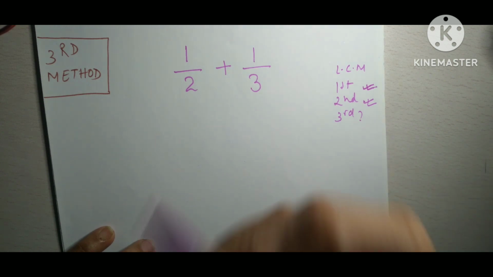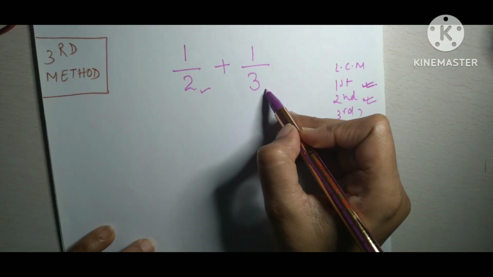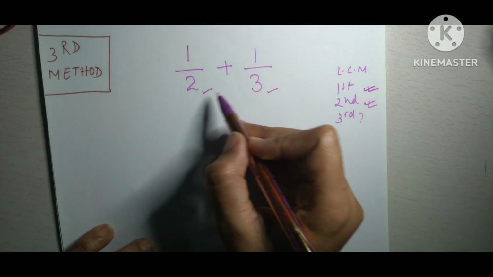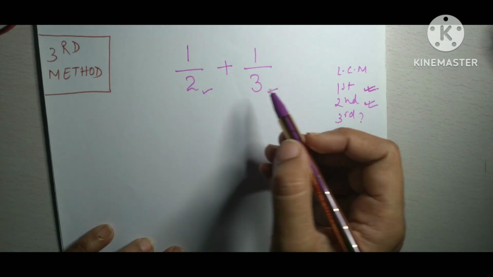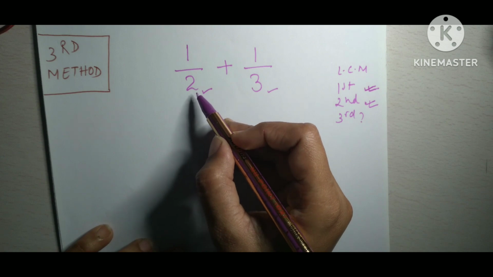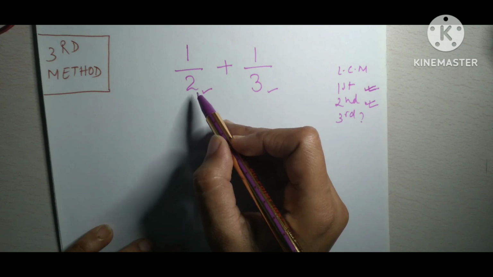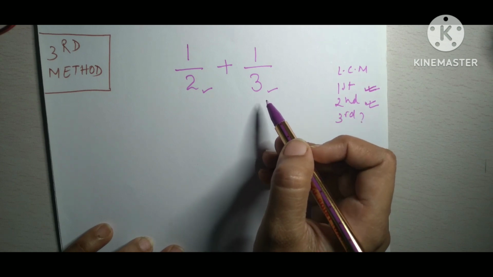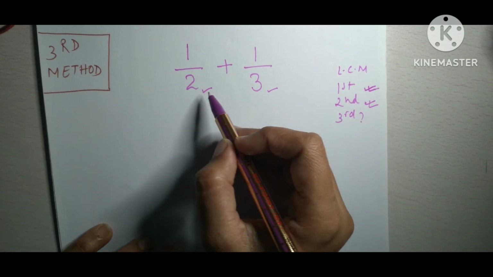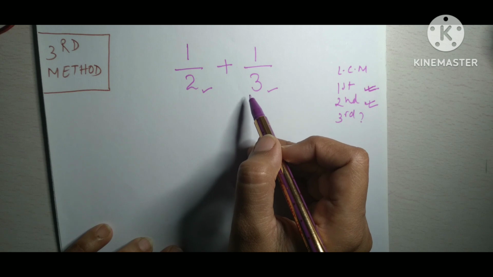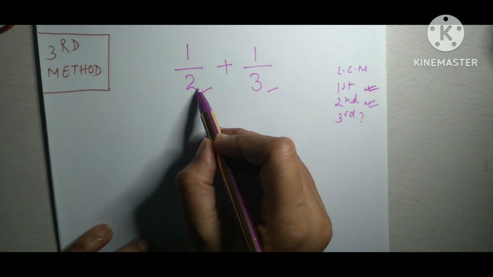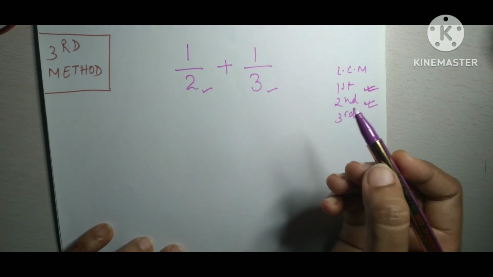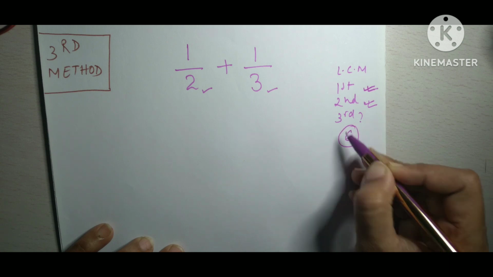What is that? See, if the denominators are prime numbers. What are prime numbers? Prime numbers are the numbers which are divisible by 1 and itself. Like 2 is divisible by 1 and 2. 3 is divisible by 1 and 3. So they have only two factors, namely 1 and itself. So when the denominators are prime numbers, we can just multiply the numbers. Like 2 multiplied by 3 is 6. So we got the LCM 6.